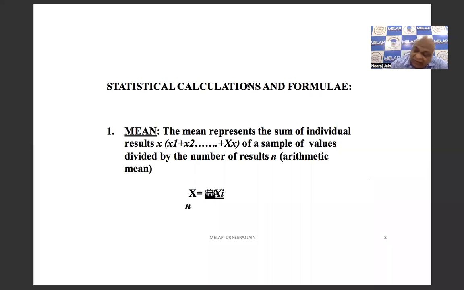And how can we develop objectivity in this understanding? Our mean should be within one standard deviation of the manufacturer mean and standard deviation. What I mean to say, suppose manufacturer mean is 100 and their standard deviation is 2. Our mean should be between 98 to 102.